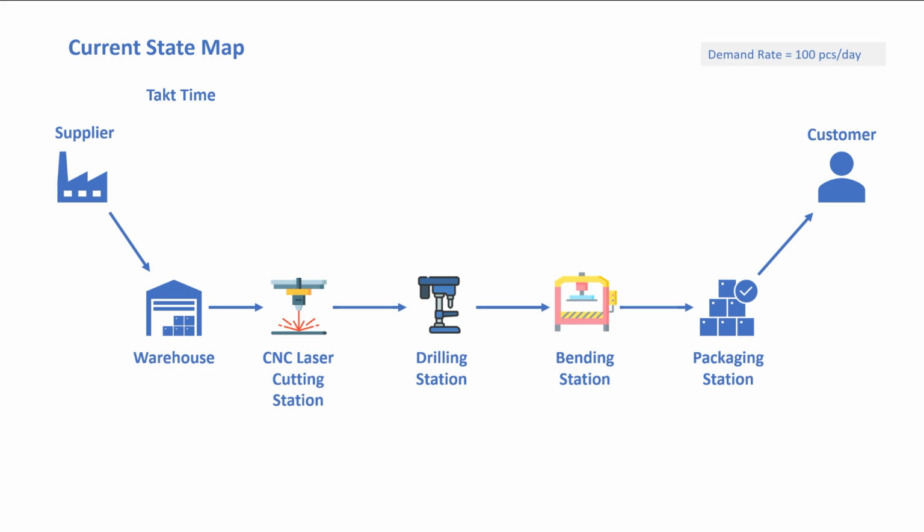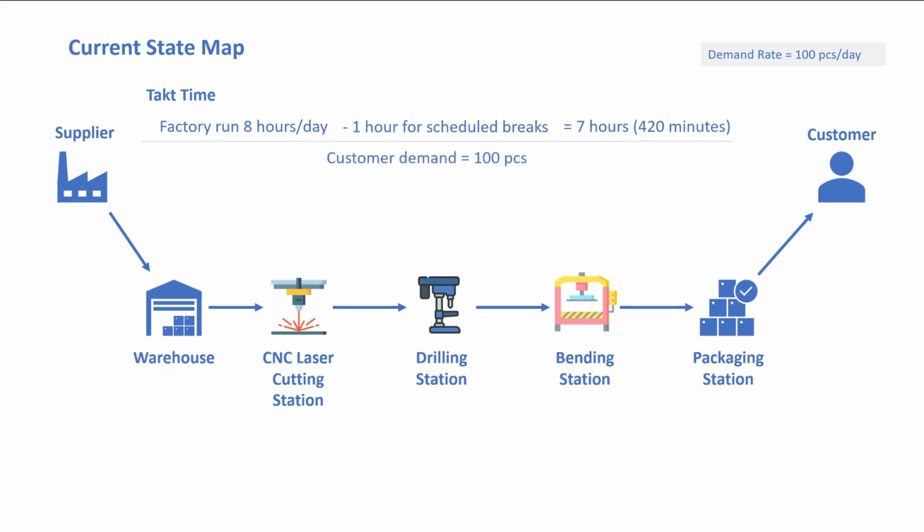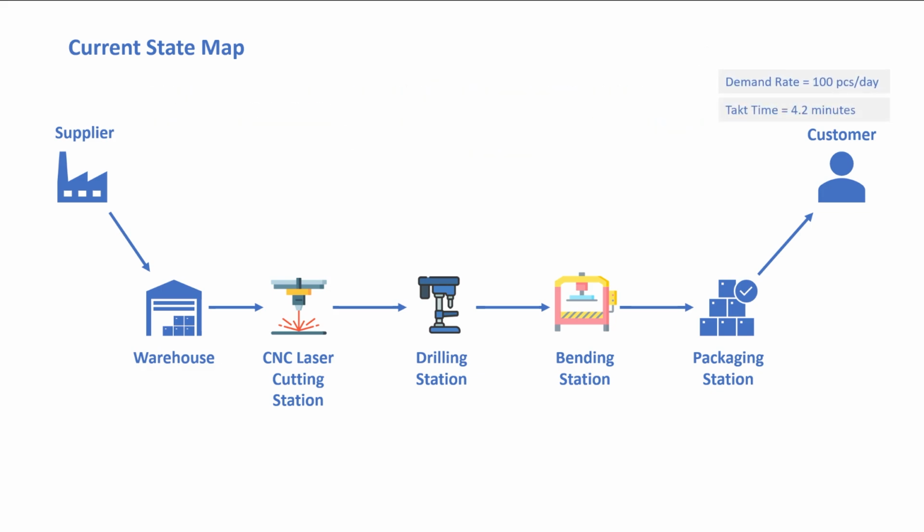Let's say our factory runs 8 hours a day, in which 1 hour is for scheduled breaks. It means 7 hours is the scheduled production time. Takt time is this scheduled production time divided by customer demand. It becomes 4.2 minutes for our example. It means our factory needs to produce one bracket every 4.2 minutes to meet customer demand. The takt time will be shown on our value stream map with the customer.